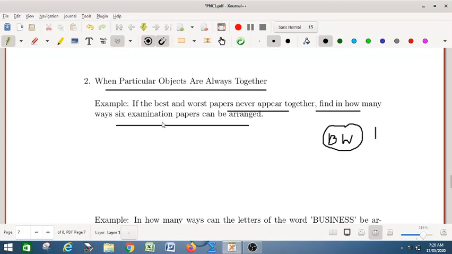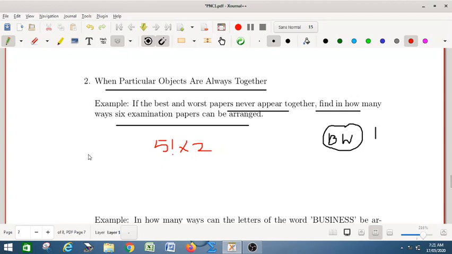6 examination papers in total, and you are taking the best and worst paper as 1, so your total number of papers will be 5. So 5 papers can be arranged among themselves in factorial 5 ways. But the 2 papers can be arranged among themselves in 2 ways. So factorial 5 into 2 when the best and worst papers are together. But we want never together.